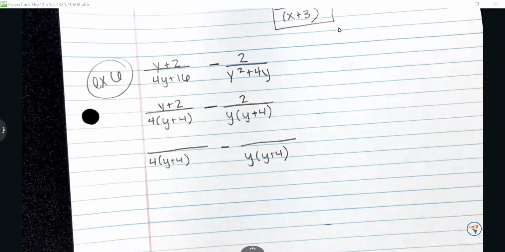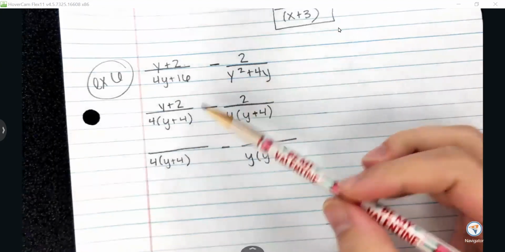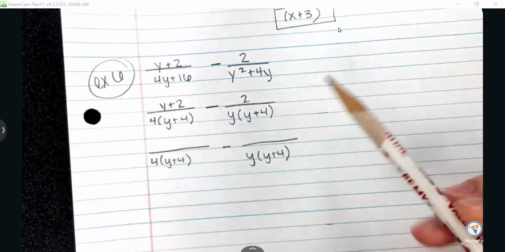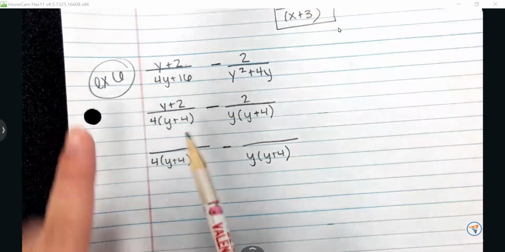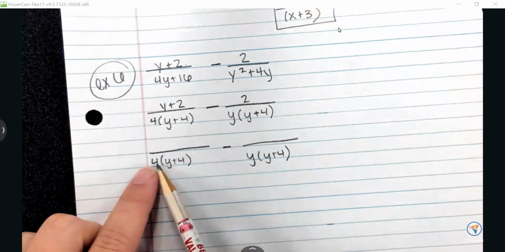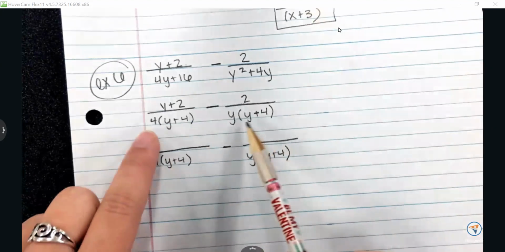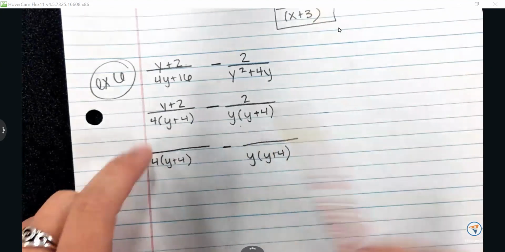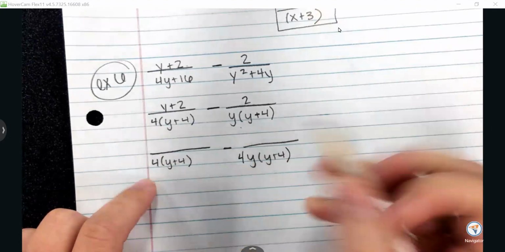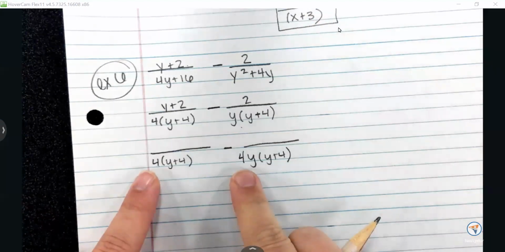Does anybody think they know the common denominator? What do you think, Joshua? Is it 4y plus 4? Yes. Okay, so here's how. Look how you can kind of see this. All I did is I wrote the same problem again. Start on the left. My left denominator has a 4. Does my right denominator have a 4? Well, it's going to have to. So now they both have a 4.